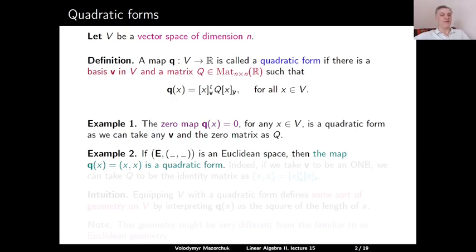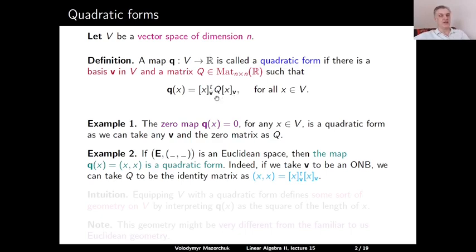Example 2. If E is a Euclidean space, then the map bold Q, whose value on an element x in V is equal to the inner product of x with itself, is a quadratic form. Indeed, if we take any orthonormal basis V, then we can take the matrix Q simply to be the identity matrix, because the scalar product of x with itself in an orthonormal basis is given by taking the coordinates of x with respect to this basis transposed times the coordinates of x.